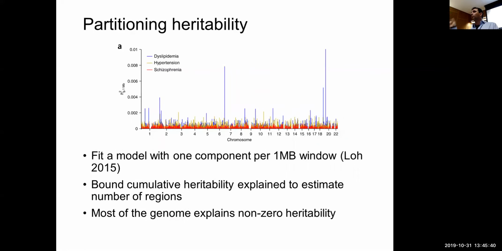And you can do that down to a 1 megabase interval. You can ask, how much heritability do I capture in different megabase intervals for different traits? If you look at dyslipidemia, there are some 1 megabase chunks that capture a big chunk of the heritability. If you look at hypertension, there are fewer super tall peaks, but still many chunks. And if you look at schizophrenia, almost every location in the genome explains some non-random heritability. So most of the genome explains non-zero heritability. Again, this is just mind-boggling.